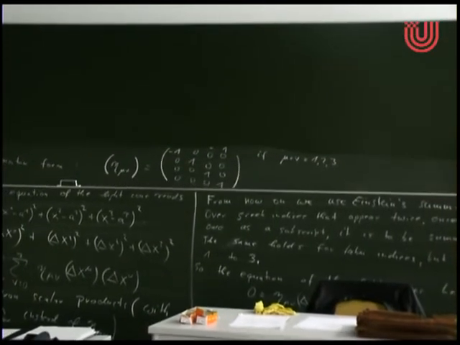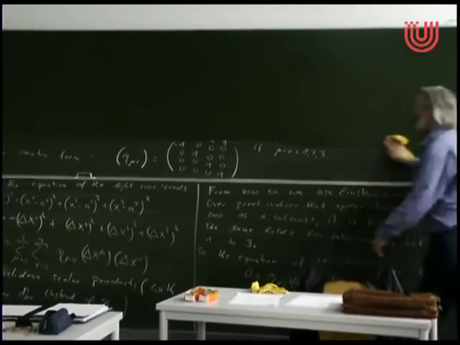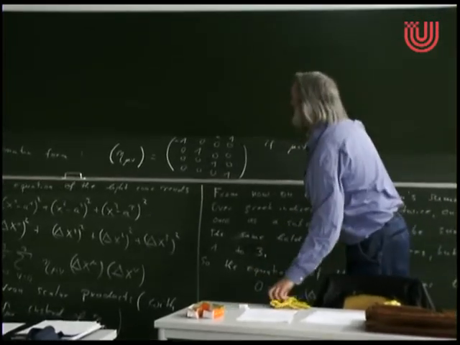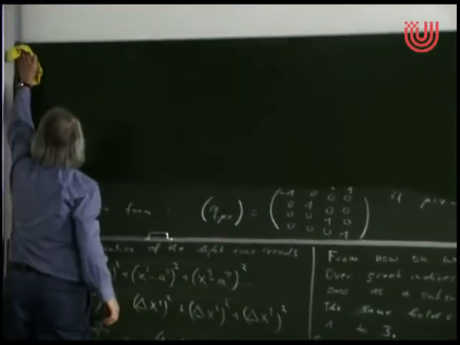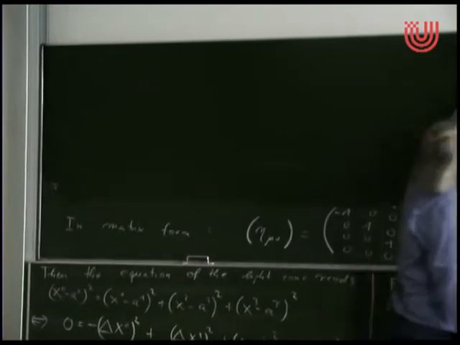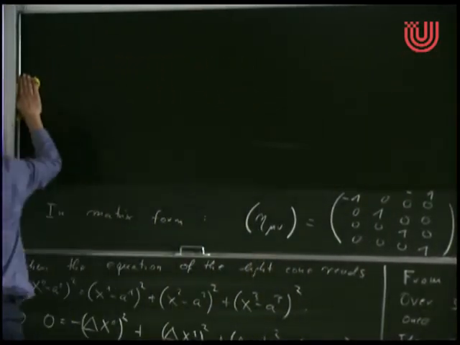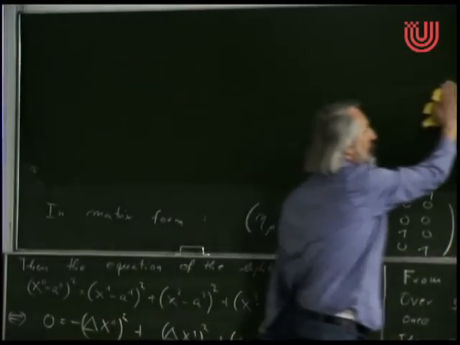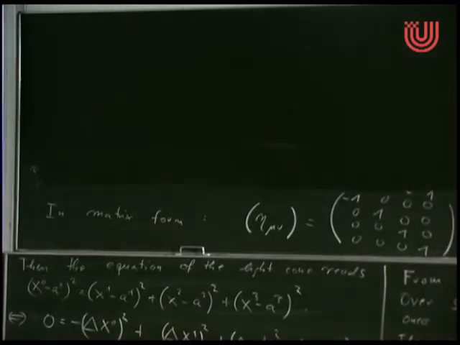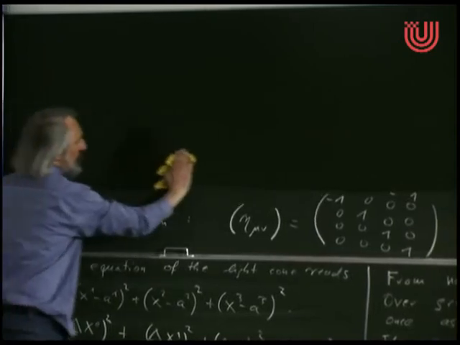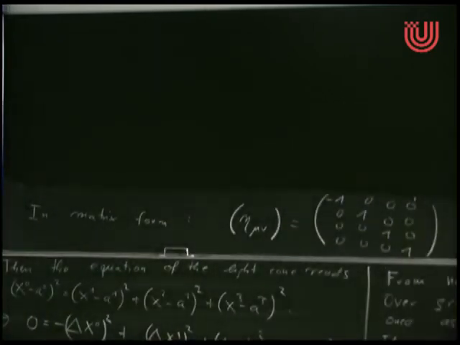The eta with upper indices will be introduced as the inverse matrix of this. Maybe I should leave this on the board and just write here. So I can invert this matrix eta, and you see immediately that it is inverse to itself. So the inverse looks exactly the same thing. If you multiply this matrix with itself, then you get the unit matrix. And I think you can do this in your head. I don't have to write it down.